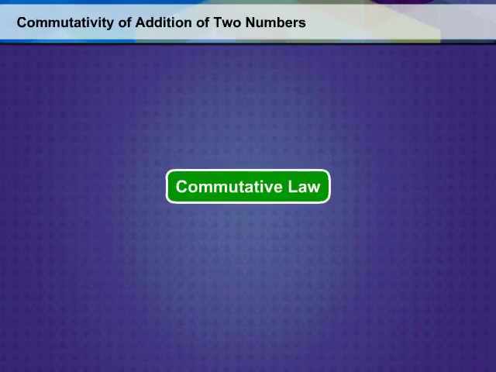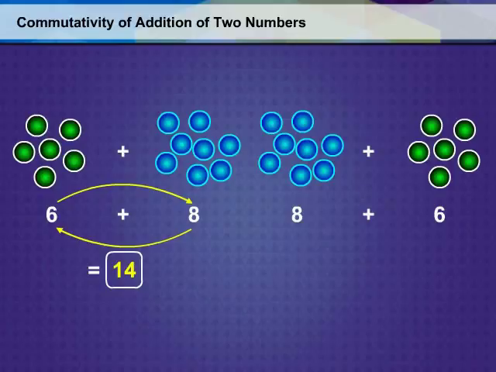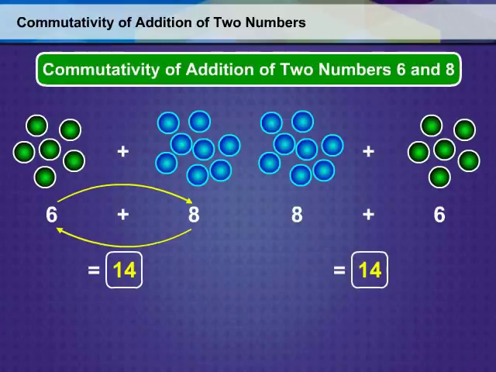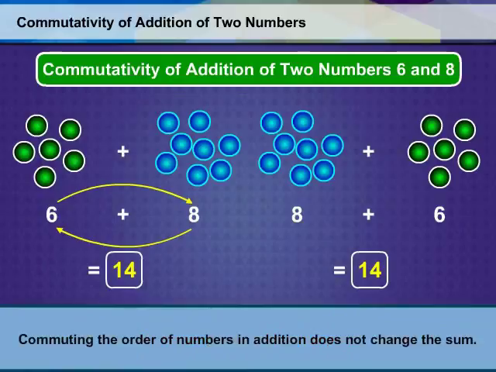Let us understand the commutative law. To understand this, let us add 2 numbers. For example, by adding 6 plus 8, we get 14. Now interchange these numbers and add. We can see that we get the same answer, that is, 14. This property of numbers is known as commutativity of addition of 2 numbers, 6 and 8. Commuting means interchanging. Commuting the order of numbers in addition does not change the sum.